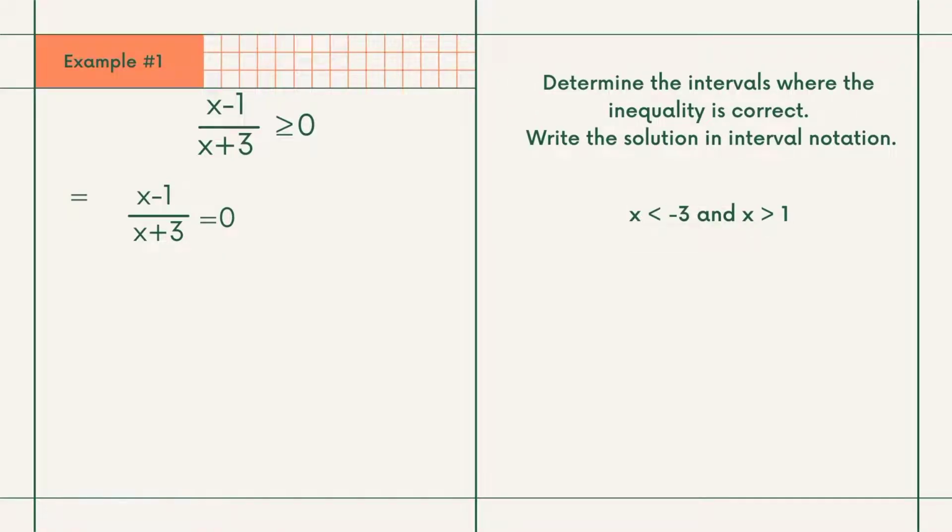Determine the intervals where the inequality is correct. Write the solution in interval notation. X is less than negative 3 and x is greater than positive 1.